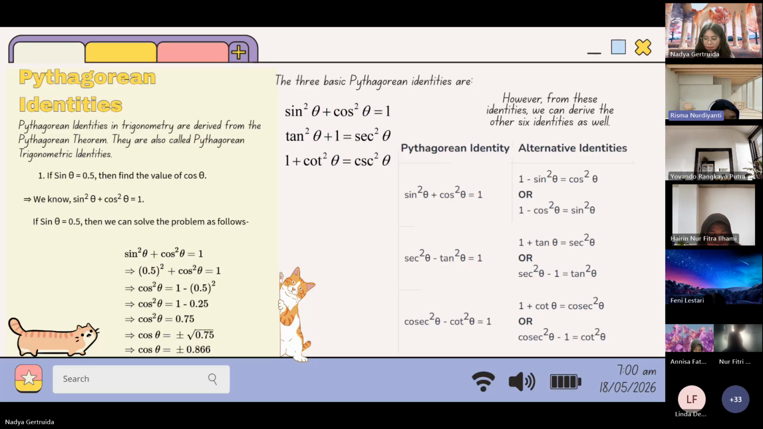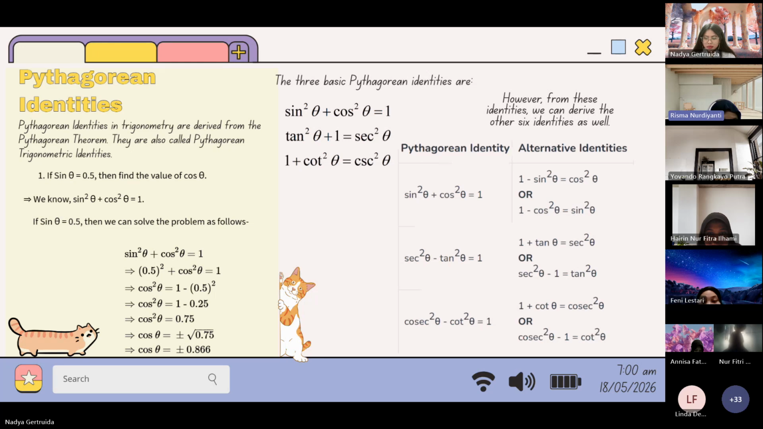Next, I will explain the Pythagorean identity. Pythagorean identities in trigonometry are derived from the Pythagorean theorem. They are also called Pythagorean trigonometric identities. There are three basic Pythagorean identities. First, sine square theta plus cosine square theta equals 1. Second, tangent square theta plus 1 equals secant square theta. The last one, 1 plus cotangent square theta equals cosecant square theta.